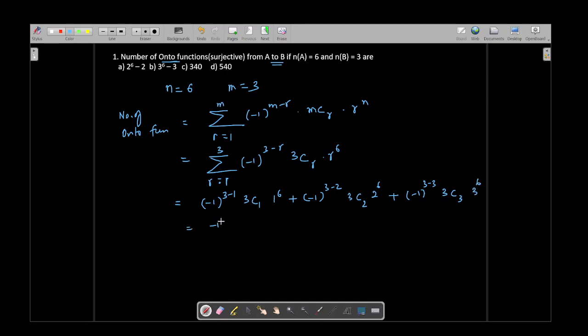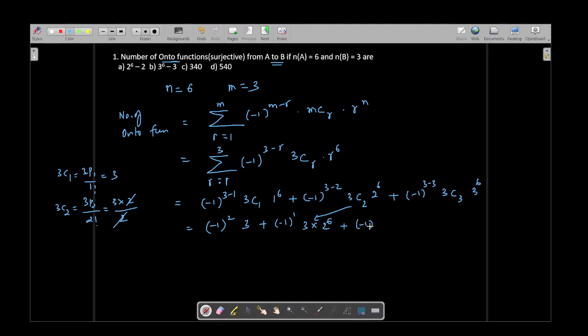So this is minus 1 square into 3C1. 3C1 is actually 3P1 by 1 factorial. 3P1 is 3 by 1 is 3. So 3C1 is 3 into 1 power 6 is 1, plus you get minus 1 power 1 3C2. 3C2 is actually 3P2 divided by 2 factorial. 3P2 is 3 into 2, divided by 2 factorial is 2. 2 and 2 will go, so we'll get 3. So 3C2 is 3 into 2 power 6. Let us keep as it is.